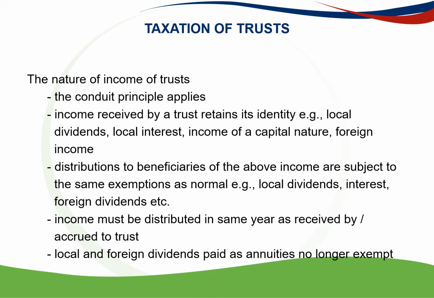But the income must be distributed in the same year that it was received by or accrued to the trust in order for that conduit principle to be valid. So that's very important. Local and foreign dividends that are paid as an annuity will no longer receive an exemption.